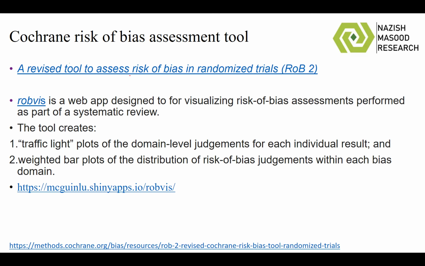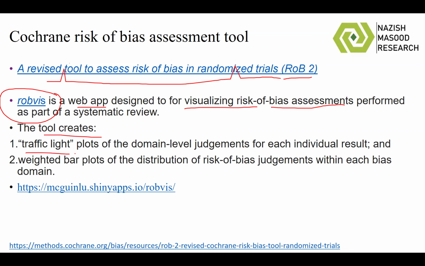So what I will do is stop sharing the presentation and take you to the Cochrane Risk of Bias Assessment tool, RoB 2. Then we'll also look at the visualization of this risk of bias assessment, which is basically a web app that we use. We can visualize the risk of bias assessment in this, and come up with visualizations like the traffic light plot for domain level judgment or the weighted bar plot for distribution of risk of bias judgment. We are going to do that as we go through it.